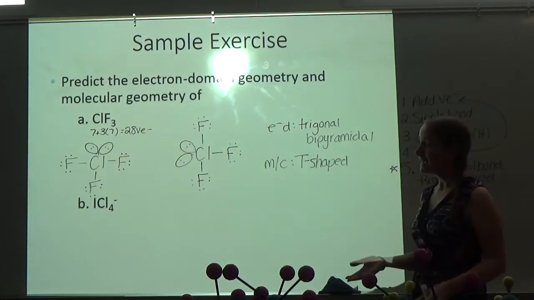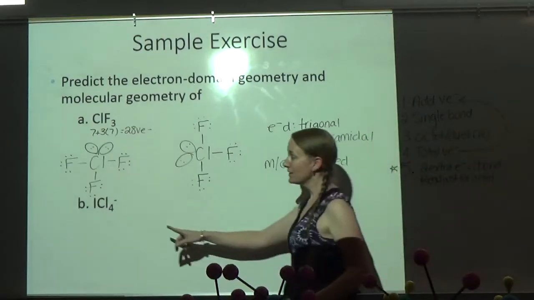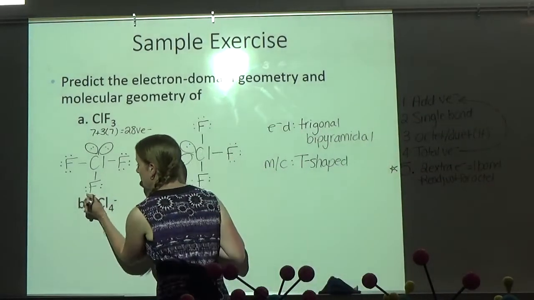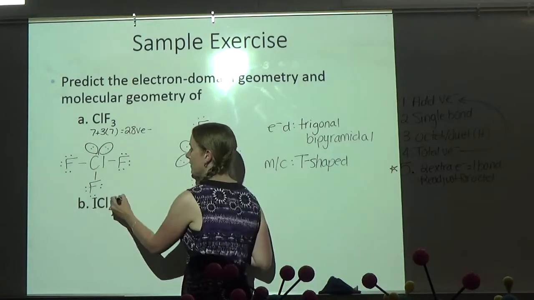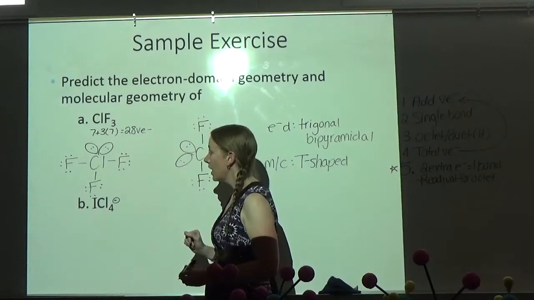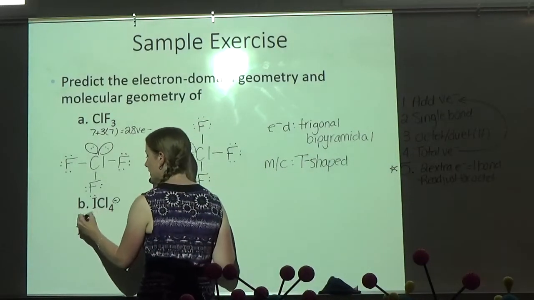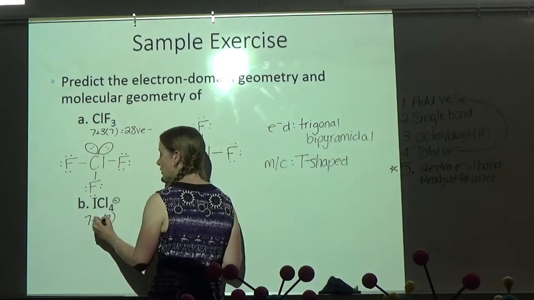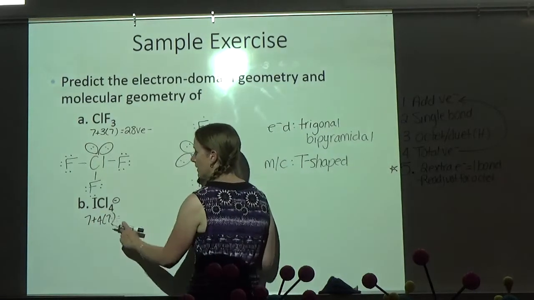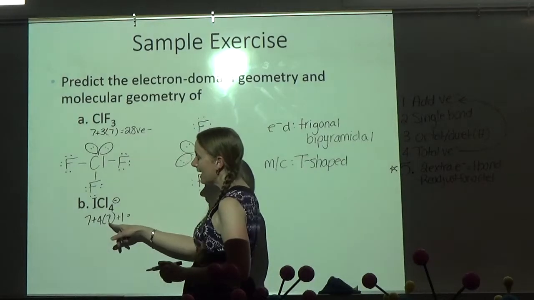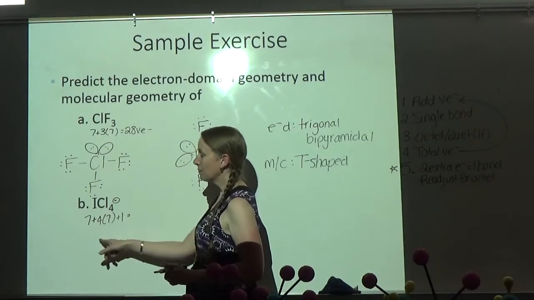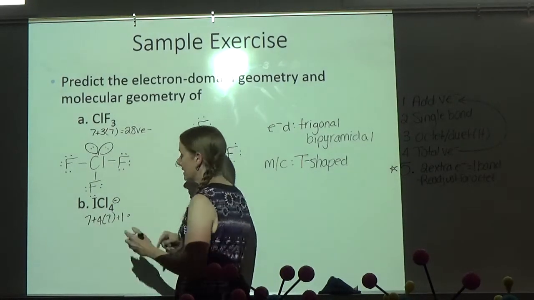All right, so we have ICl4. So this one is an I, and then Cl4, and then you have a -1 charge. All right, so my I has 7 valence electrons. My Cl also has 7 times 4. And then my -1 means plus 1 more. So in other words, we have 28, 29, plus 7, which is 36.